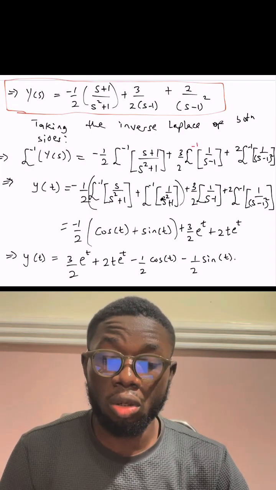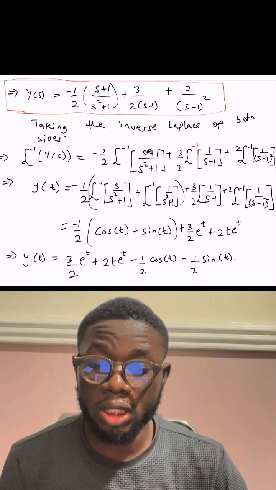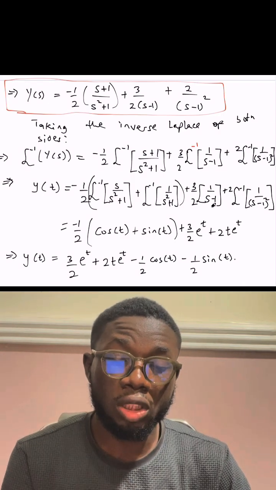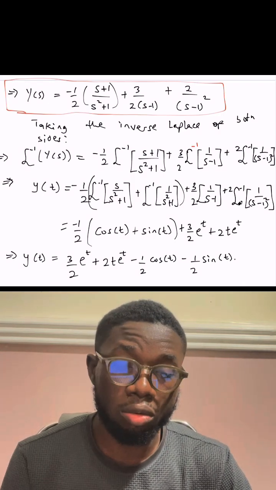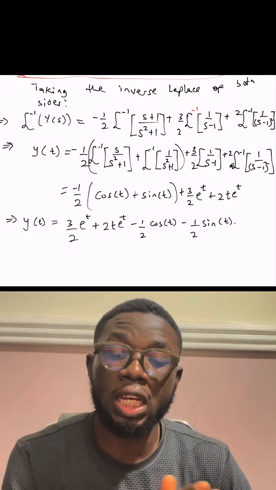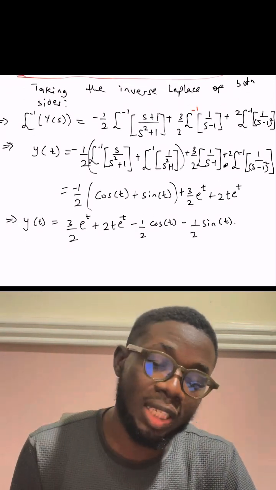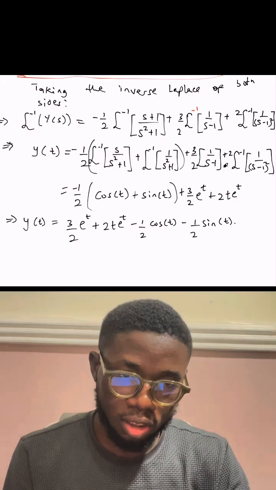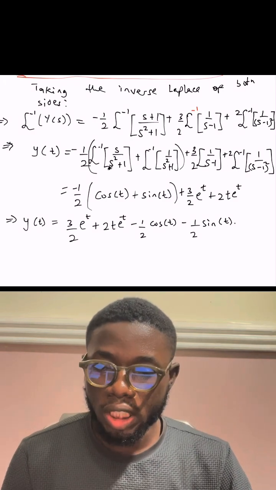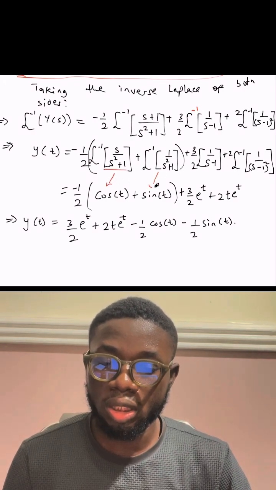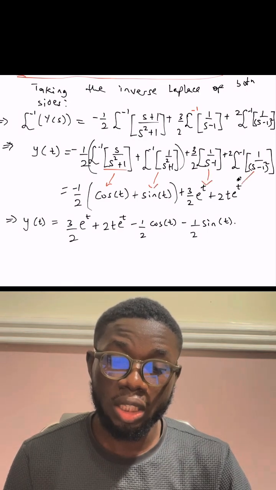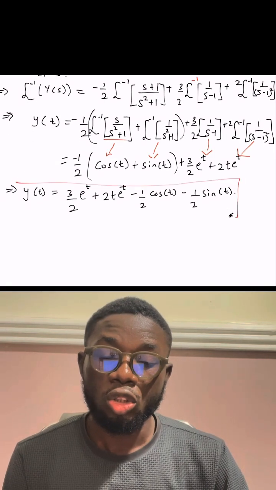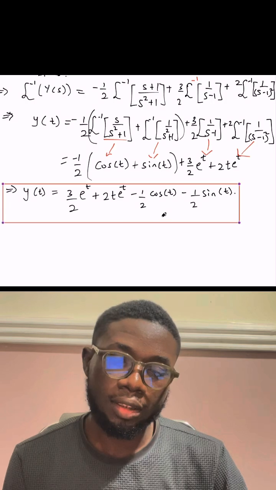If you go through this place now, I had to split it as s over s squared plus 1, plus 1 over s squared plus 1, then plus 3 over 2 times 1 over s minus 1, and so on. All of these you're going to find in the table. Like I said, the major challenge is being familiar with what is in the table, not really the actual computation. So then you just take the inverse Laplace transform: this is for this, this is for this, this is for this, and this is for this. When you're done with that, just tidy it up, and you are all done.